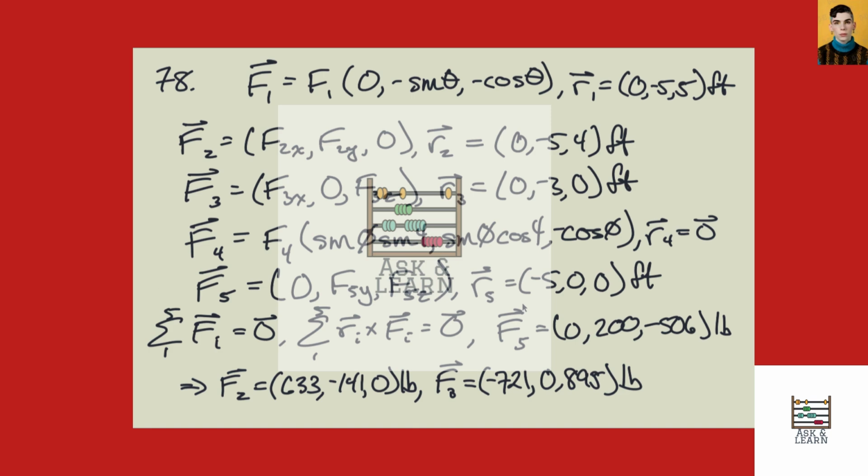the reaction at the support at point A in the figure is 633 pounds in the x direction and minus 141 pounds in the y direction. The constraint at point B in the figure is minus 721 pounds in the x direction and 895 pounds in the z direction. And finally, the constraint force at point C in the figure is 200 pounds in the y direction and minus 506 pounds in the z direction.